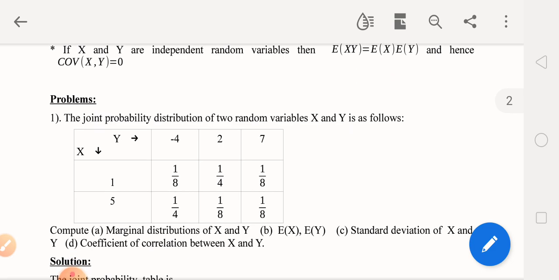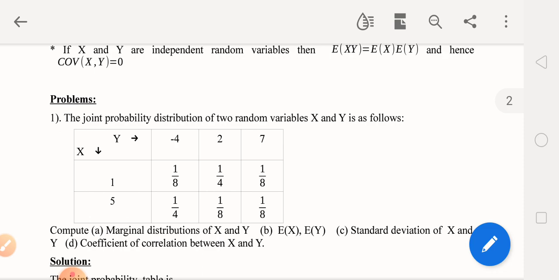The joint probability distribution of two random variables x and y is as follows. They have given the joint probability distribution. Compute marginal distributions of x and y, expectation of x, expectation of y, standard deviation of x and y, and finally coefficient of correlation between x and y.